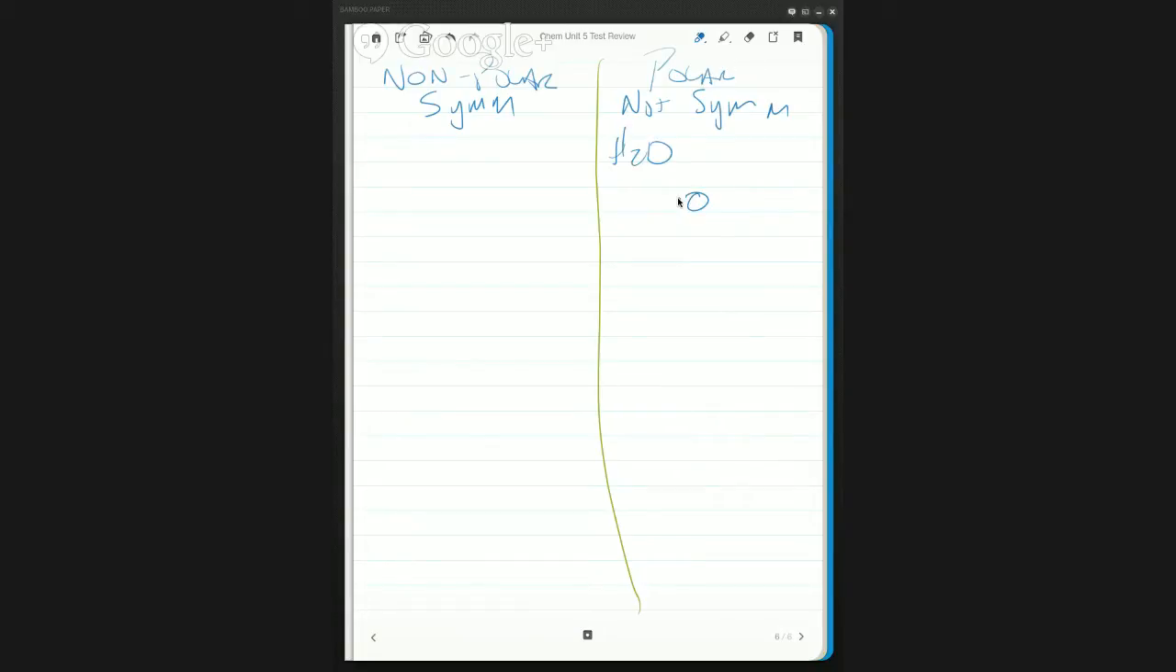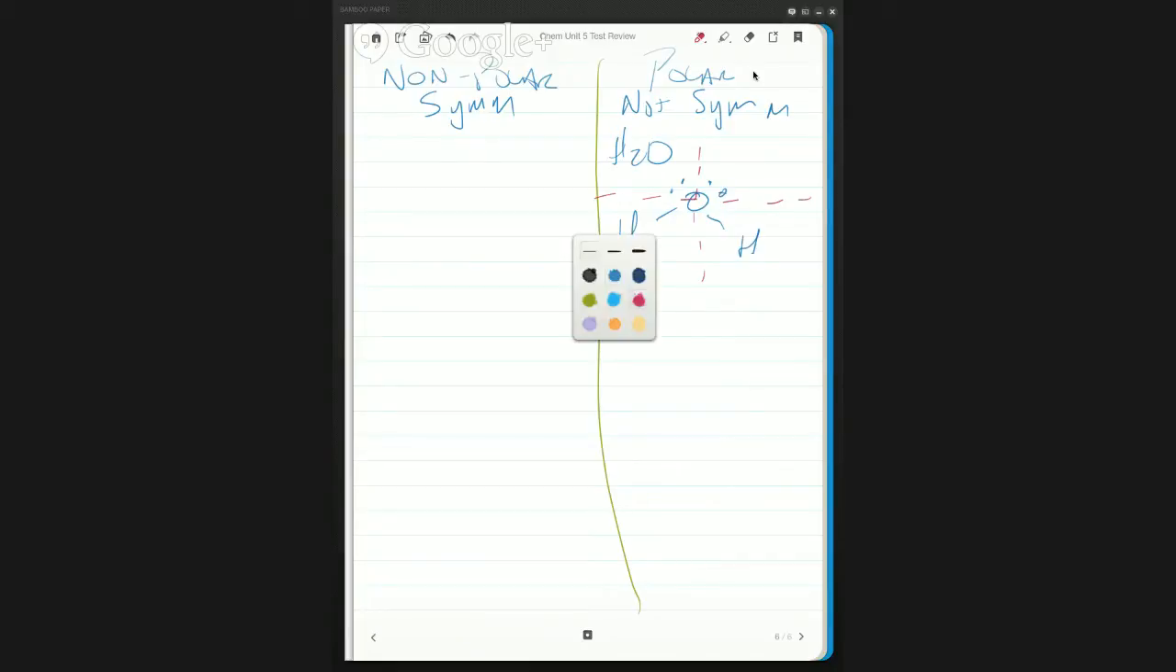Okay, so one of my favorites, water. Love water. Water's going to be all over your tests. Water's bent. There's an H, there's an H. You can't do the symmetry thing. If I make it like this, definitely not the same side to side. Now, if I do it like this, okay, it's not exactly the same because it's sort of a mirror image, but it's not the same, okay? So it's not symmetrical.